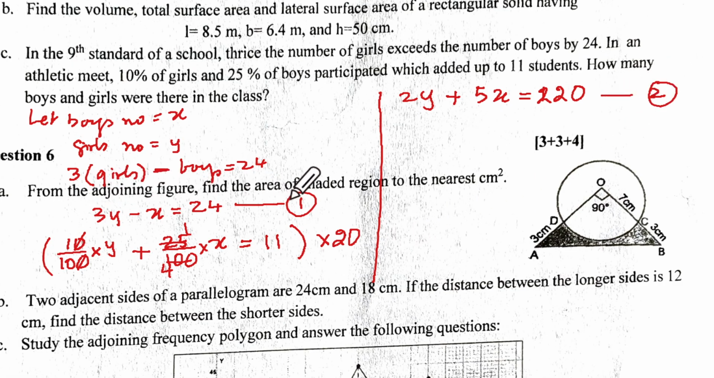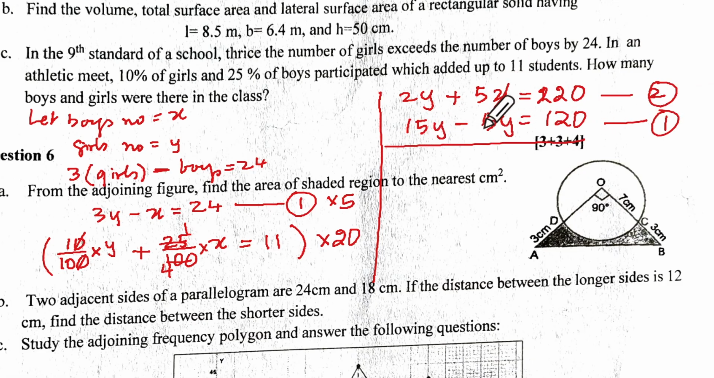What is my equation number 1? This. So I'll multiply this by 5 to get rid of that x. Tell me what it will become. 5 threes is 15y minus 5 into this. Did you understand what I'm doing? And this is 120. This is your equation 1. Then what's happening here?